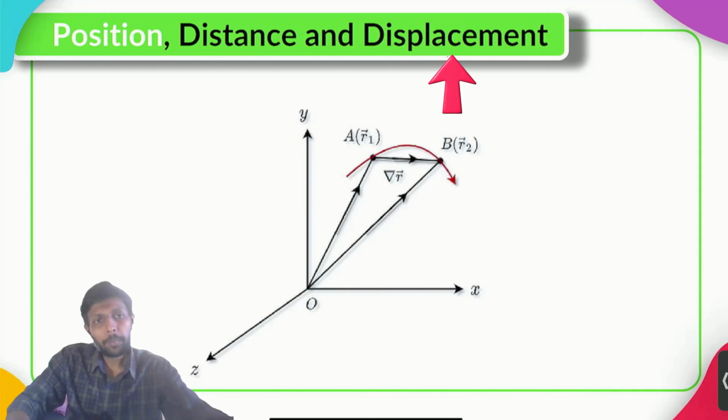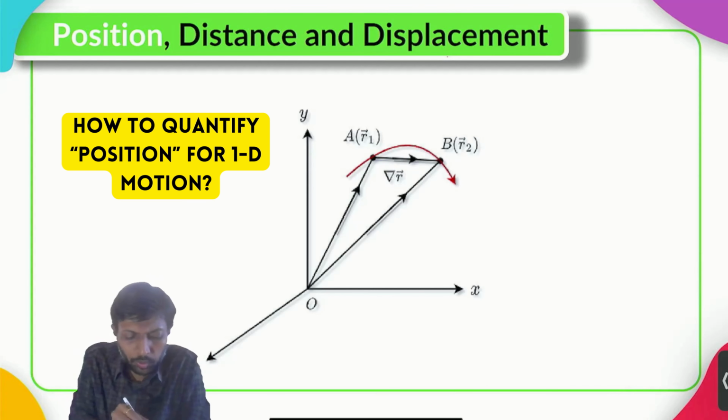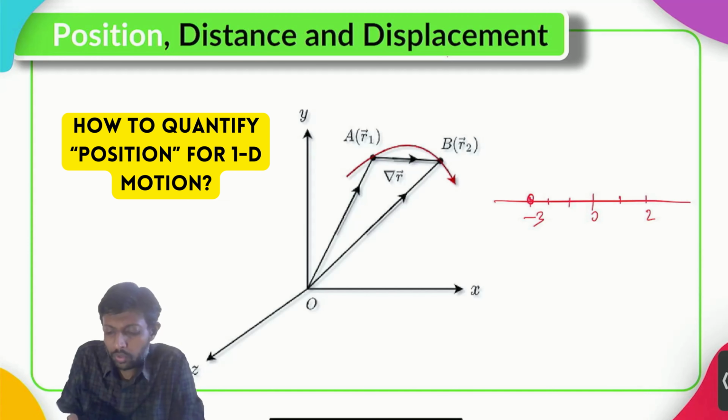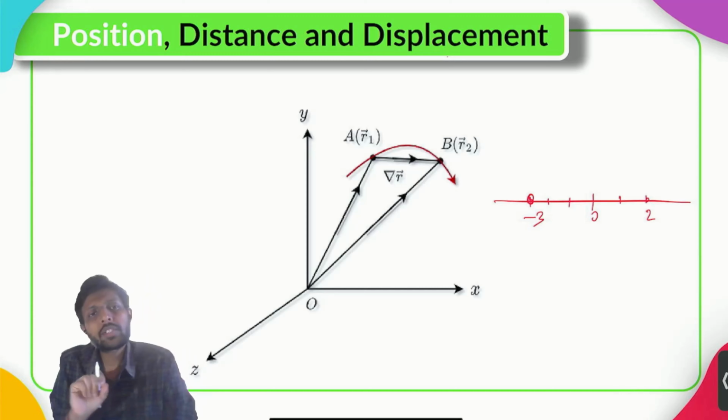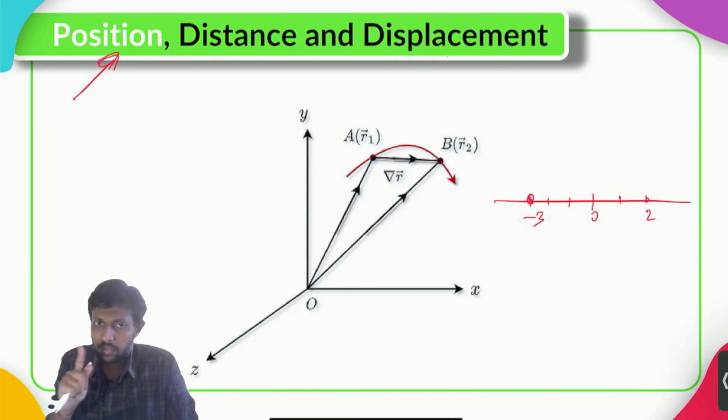Welcome back, everyone. In order to understand the concept of displacement, we need to precisely define what is position. So if it is one-dimensional motion, we could mark the positions by saying that an object is, let's say, 2 units towards the right of origin. Or we could say that the object is 3 units to the left of the origin. So for one-dimensional motion, position could be defined by using a number line. That was one of the ways to define position.